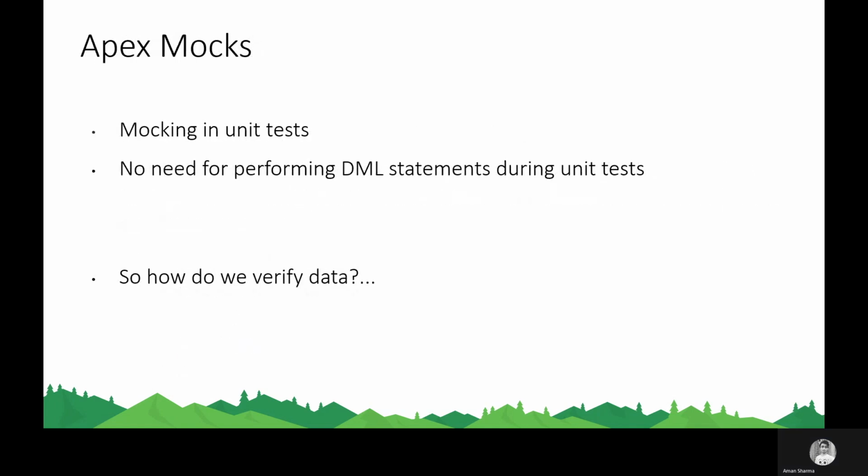Apex mocks. So, mocking in unit tests. How can we mock the classes? When in a class we have a call from one class to another class, and if we write the test class in the standard way, it will end up going to the other class as well. So how can we actually test just that class and not the other class it is going to?